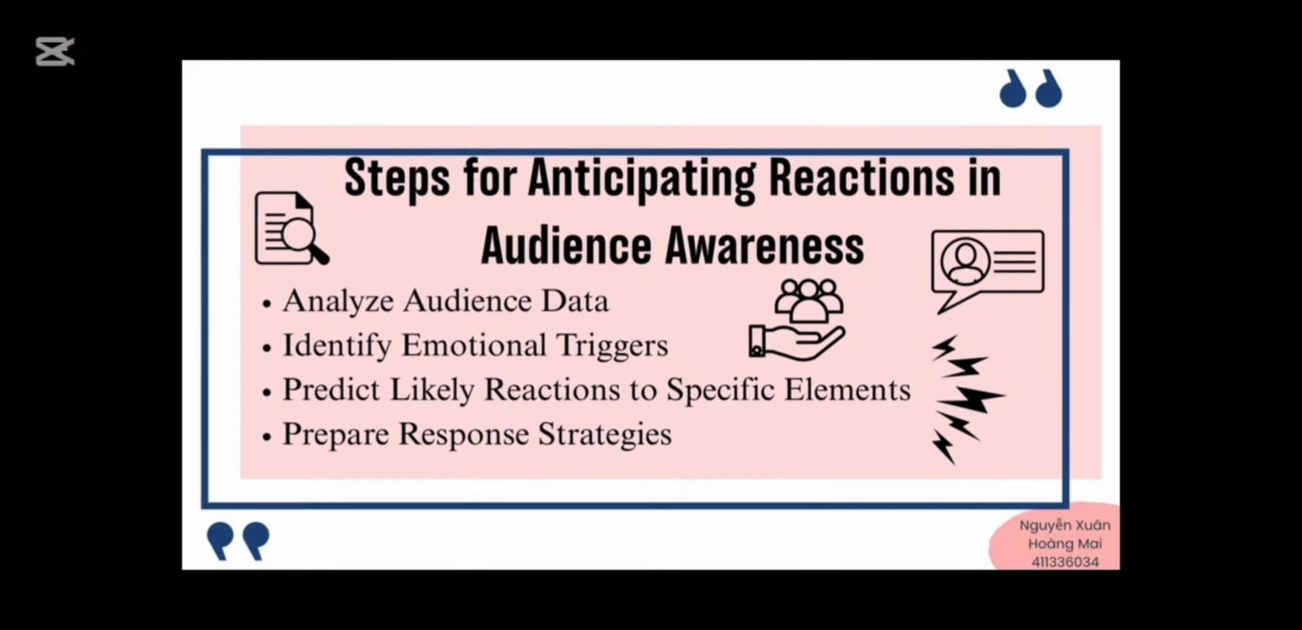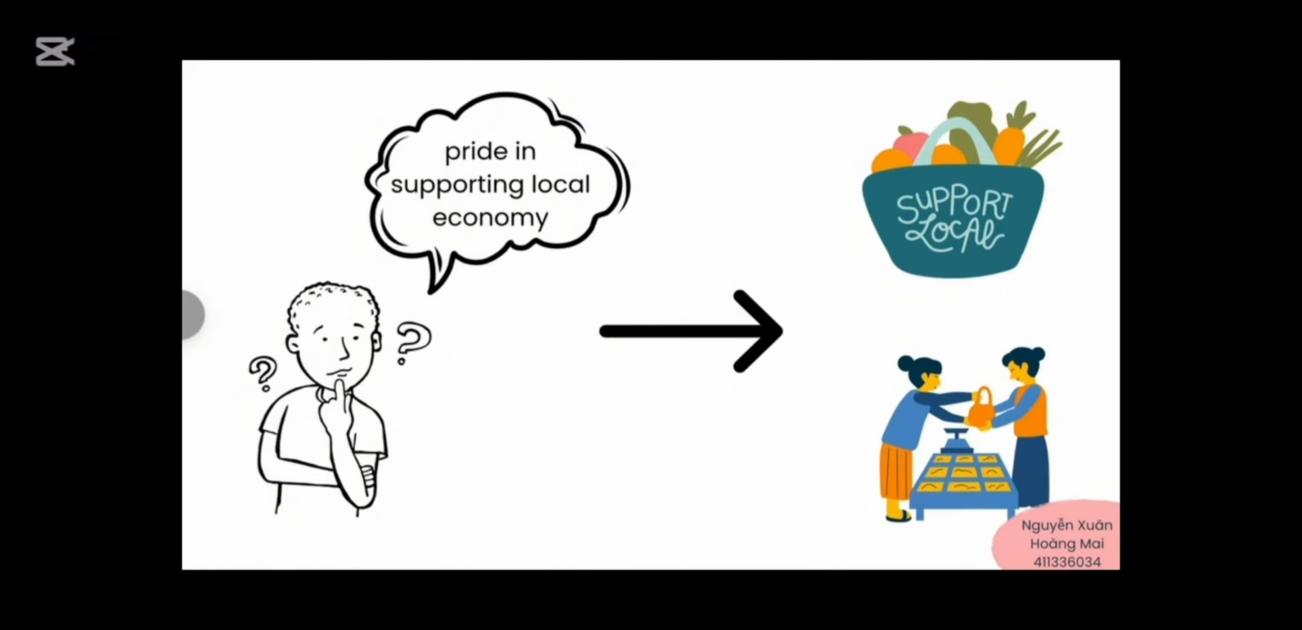The second step, identify emotional triggers. Let's sketch out a couple of questions. What motivates your audience, like fear, pride, ambition, or compassion? What angers them, injustice, waste, or dishonesty? And what excites them, innovation, recognition, or belonging? For example, if your audience feels strong pride in local products, mentioning locally made triggers positive emotions.